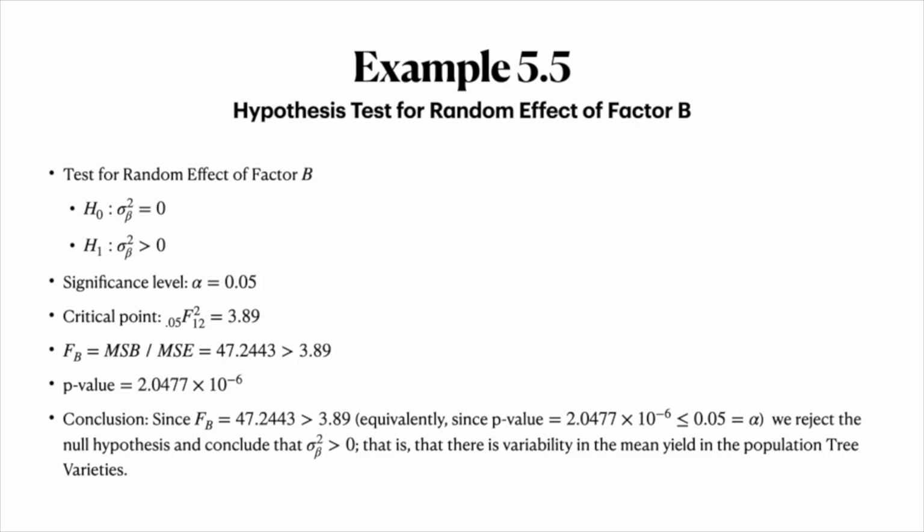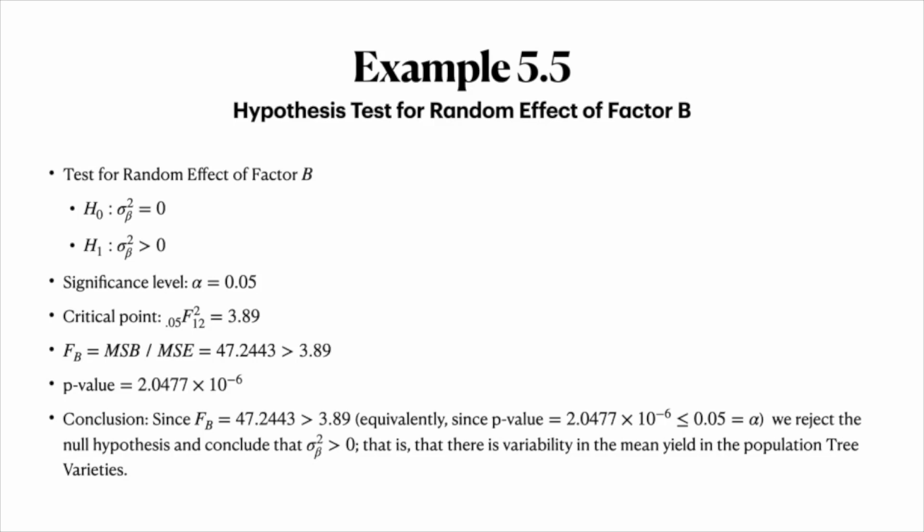We have 2 numerator degrees of freedom because there are 2 degrees of freedom associated with MSB, which is in the numerator of the F statistic, and we have 12 denominator degrees of freedom because there are 12 degrees of freedom associated with mean squared error, which is in the denominator of the F statistic. The critical point is therefore 3.89. The test statistic value is 47.2443, and the p-value computed with the TI-84 calculator is 2.0477 times 10 to the minus 6th.